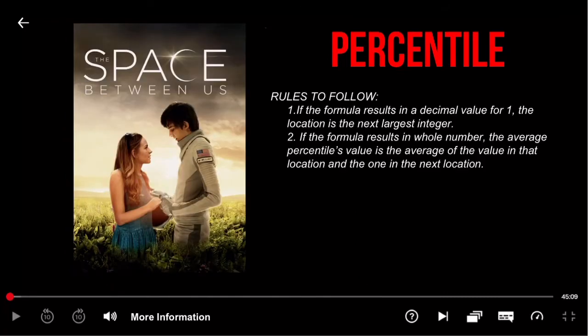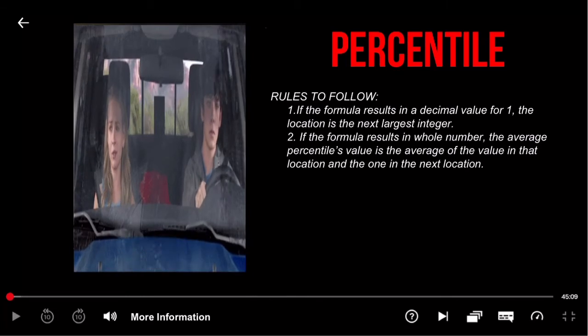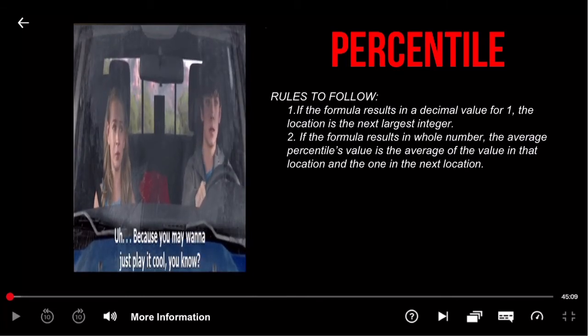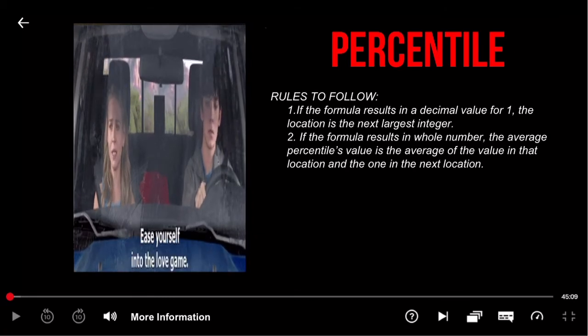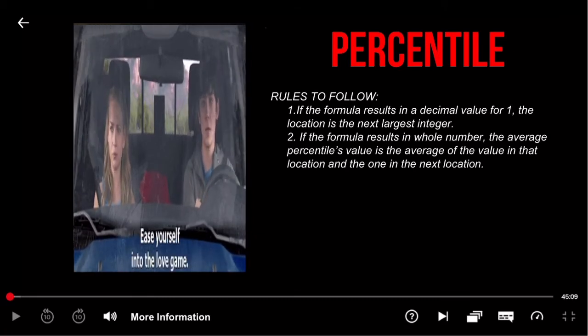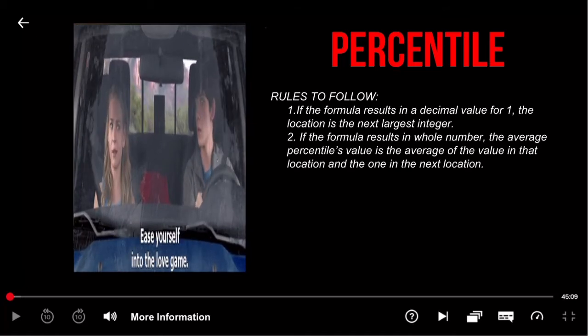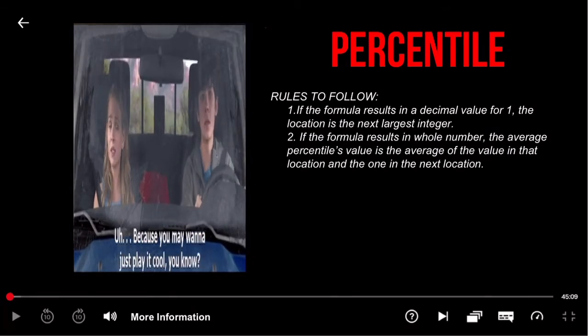Rules to follow. Number 1, if the formula results in a decimal value, the location is the next largest integer. Number 2, if the formula results in a whole number, the percentile value is the average of the value in that location and the one in the next location. Please take note that when calculating the percentile, always round up to the next integer.